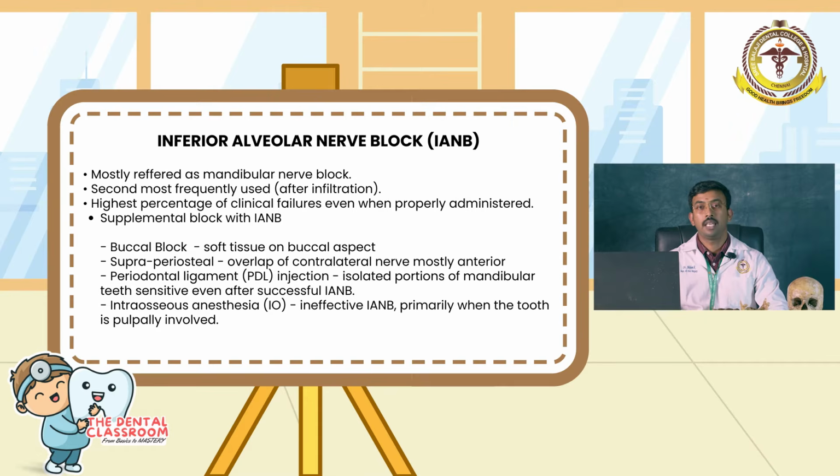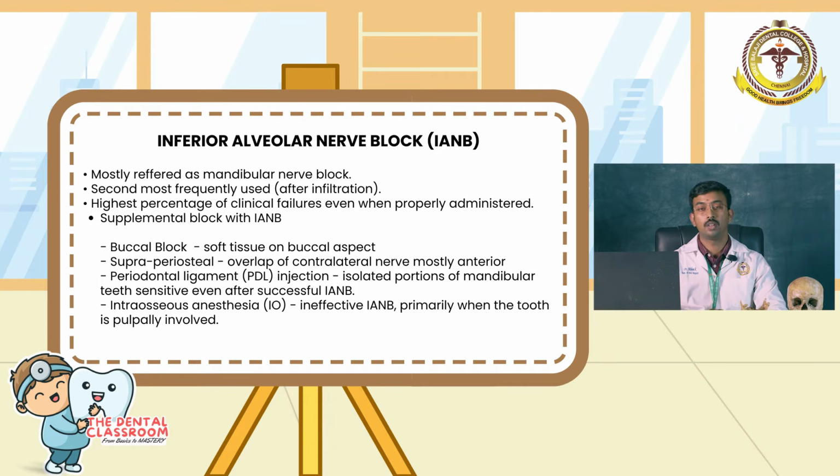Coming to the inferior alveolar nerve block, it is mostly referred to as the mandibular nerve block. It is the second most frequently used after our supraperiosteal injection or infiltration technique. It has the highest percentage of clinical failures even when properly administered.